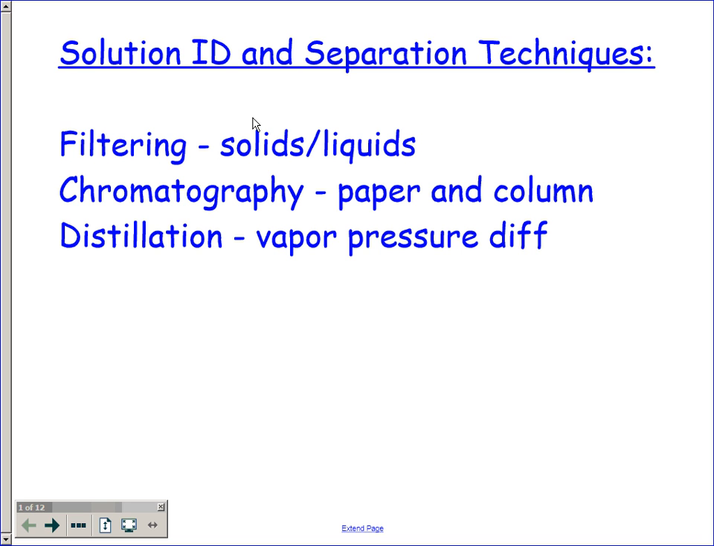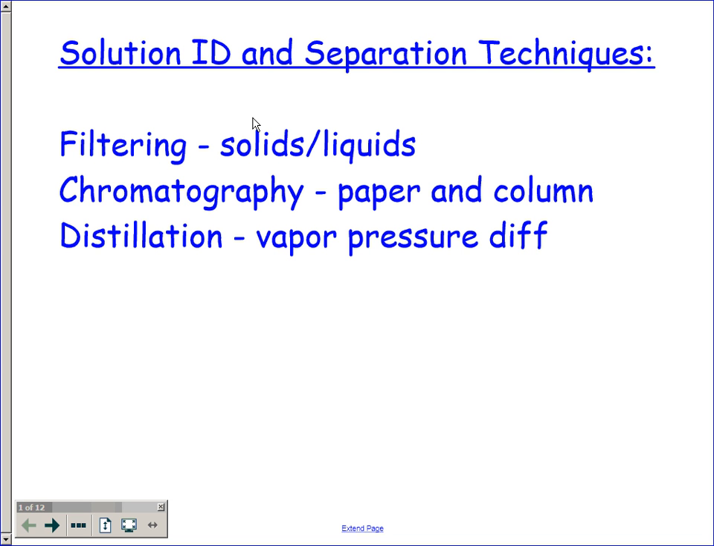What phase do we call the paper? The stationary phase, because it's not moving. What do we call the solvent that we're utilizing? The mobile phase, because it's moving, right? So it's very logical in how we name our phases.